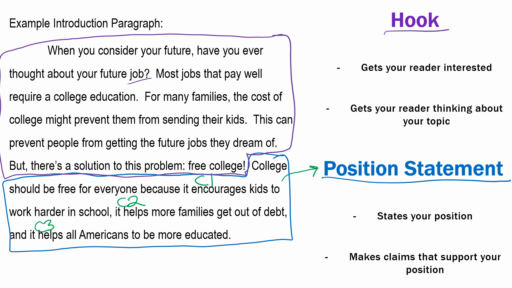They used a question. They're asking their reader to think about their future job, to get the reader interested, and then they talk about this topic of sending kids to college, and they kind of introduce the problem that they're focused on. So they've got you already thinking about the potential problem and why their answer might be a good one. So once again, we start with a hook that gets the reader interested and gets them thinking about the topic, and then deliver the position statements to say what you think and to give the claims that support it.